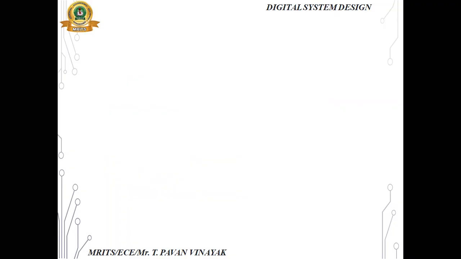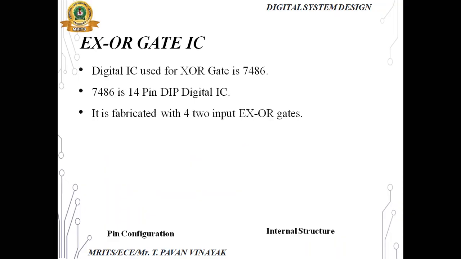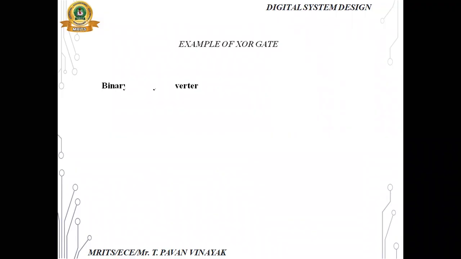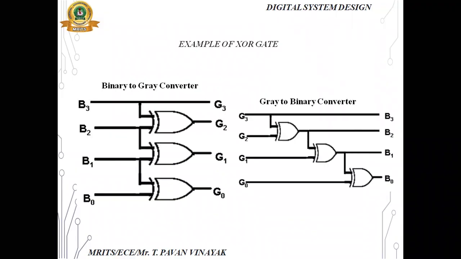And lab experiments 2 are completed. One is deriving the Boolean expression using gates. And one more is binary to gray conversion and gray to binary conversion. This is one more experiment. So a total of 2 experiments are completed.